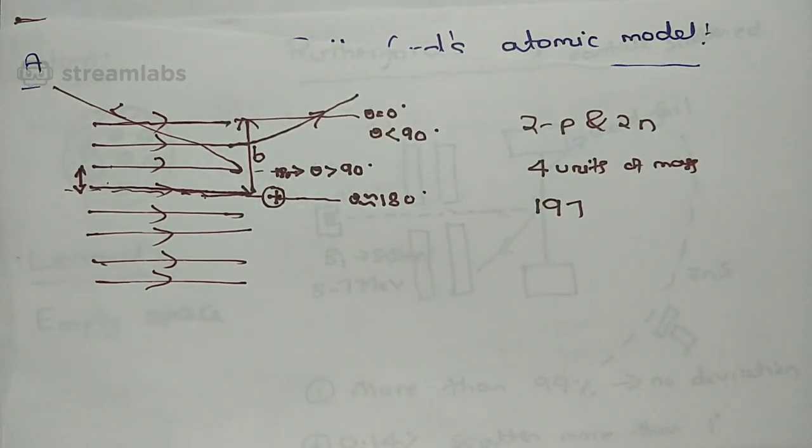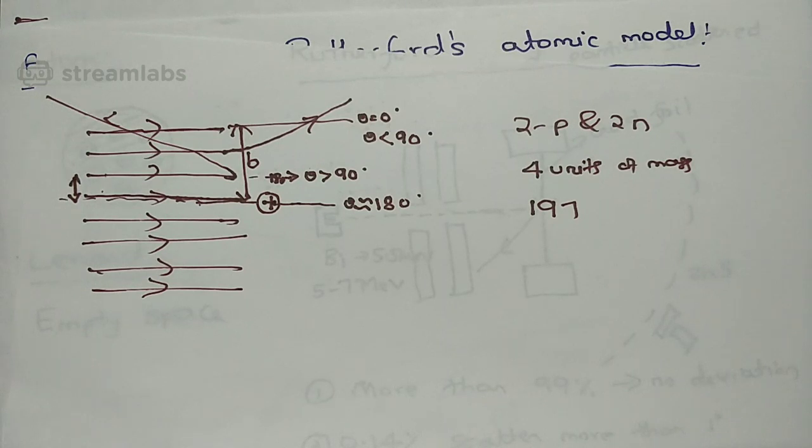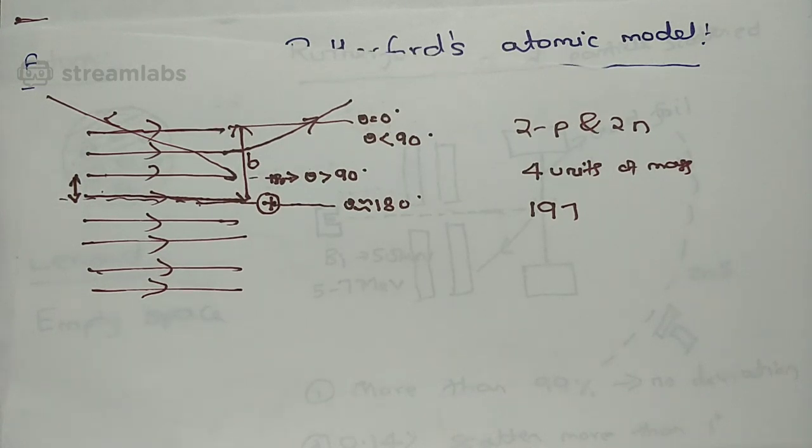Because of that reason, the alpha particle cannot move the gold nucleus. Only the alpha particle will be backscattered; the gold nucleus will remain at rest. Remember that. So deflection is observed only in the alpha particle, not in the gold nucleus. The gold nucleus will remain at rest. So these are some important points regarding the alpha particle scattering experiment.